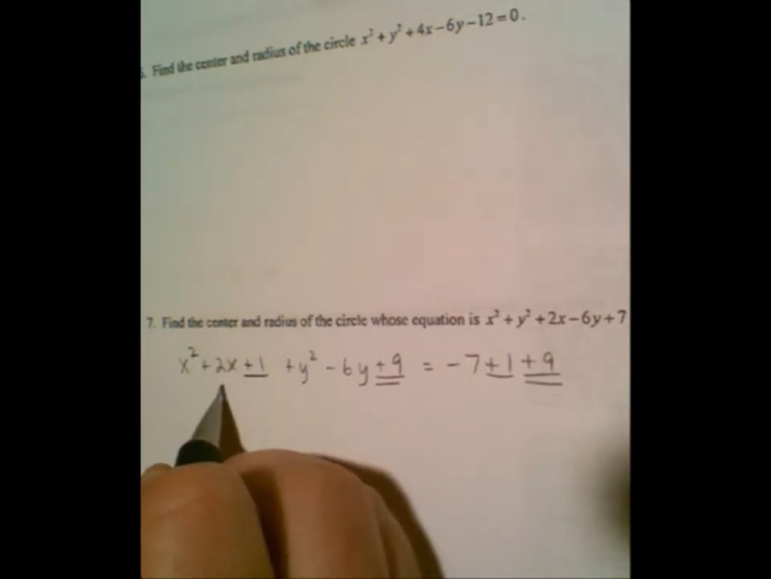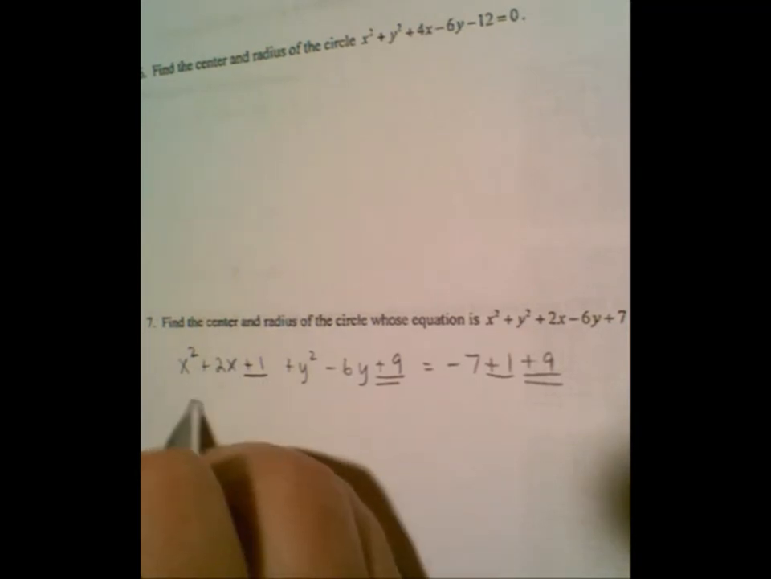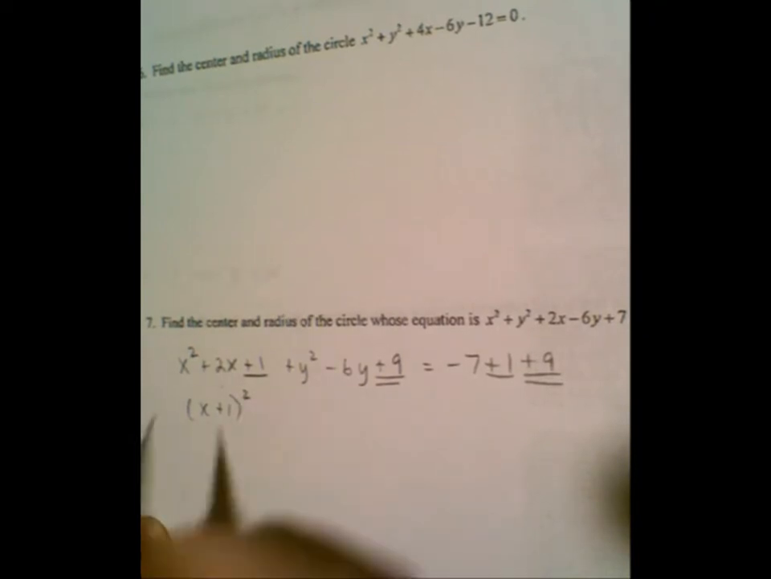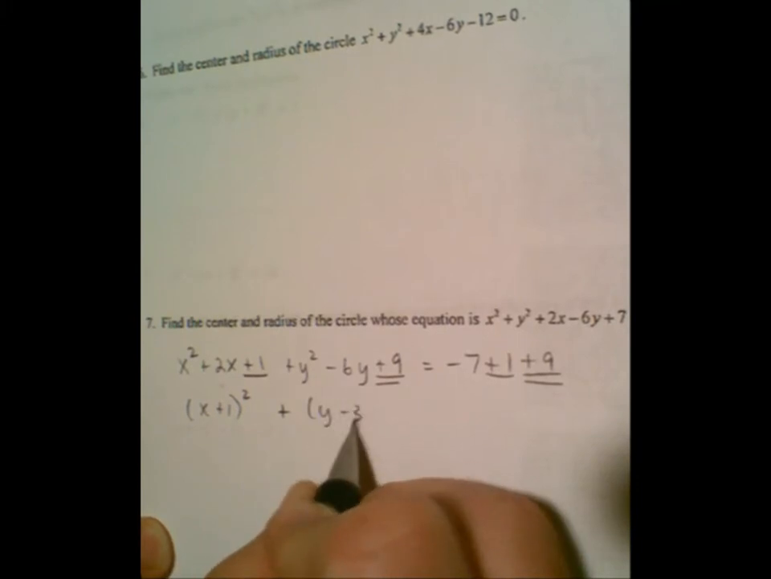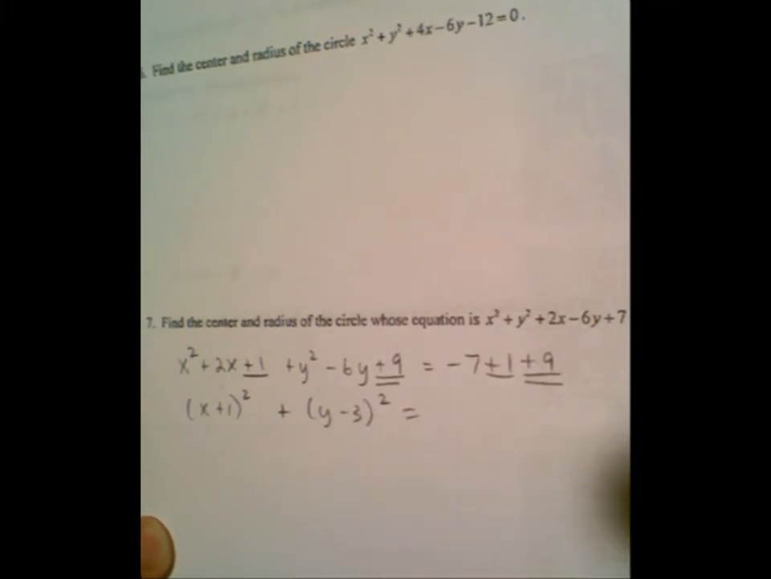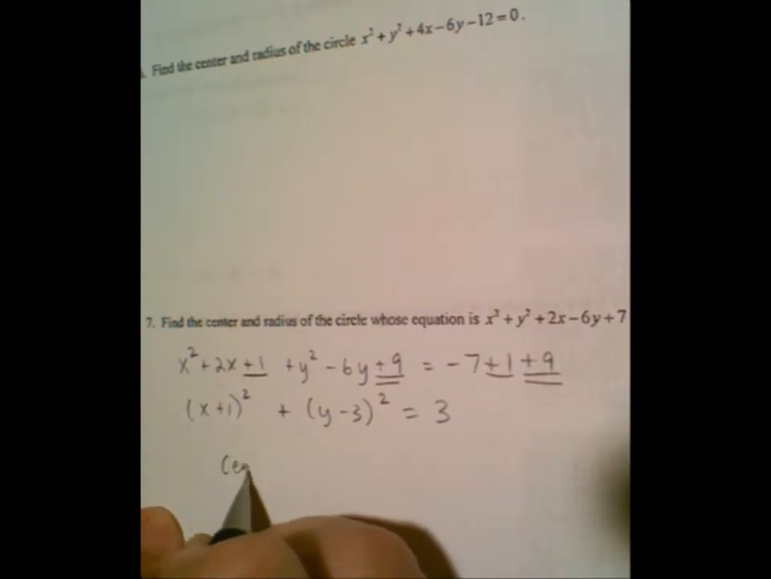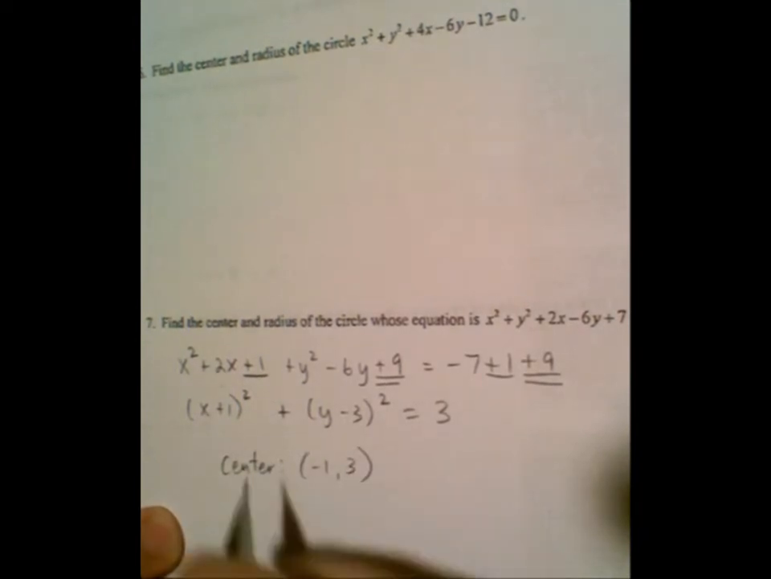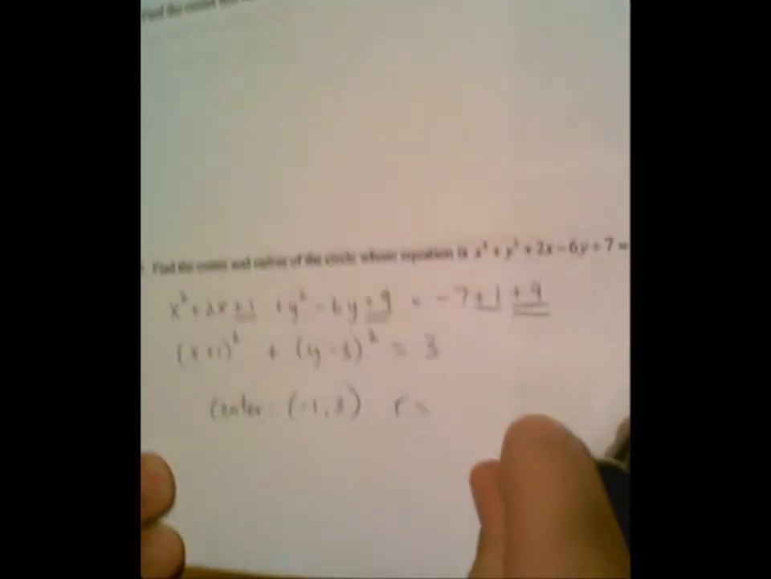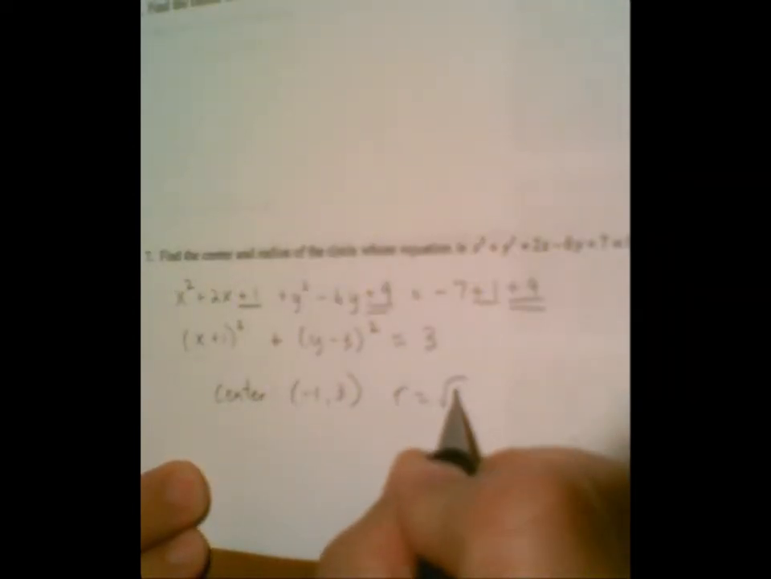So when I factor it, it's the same factor squared. Now, I'm not going to write x plus 1 times x plus 1. I know it's going to be x plus 1 squared. It's half the b value. And this would be y minus 3 times y minus 3, or just y minus 3 squared. Negative 7 plus 1 is negative 6, plus 9 is 3. So this is the equation. It is a circle with center, it's the opposites, right? (-1, 3), and the radius is equal to the square root of 3.